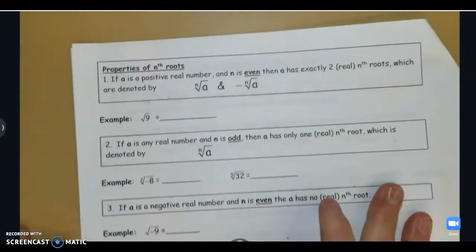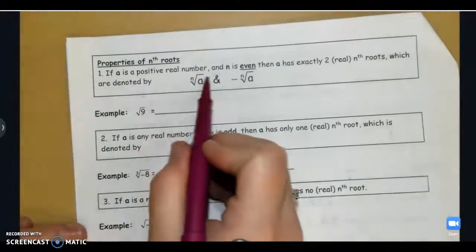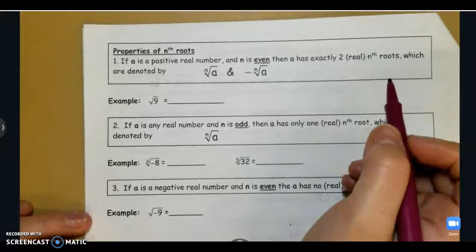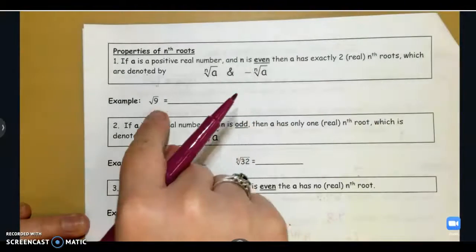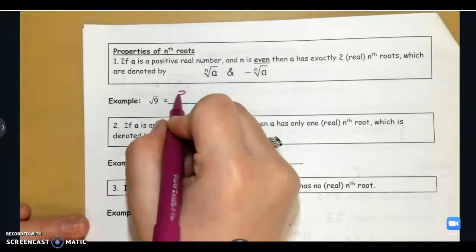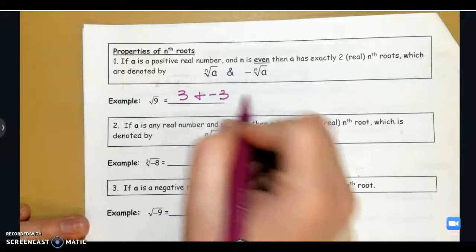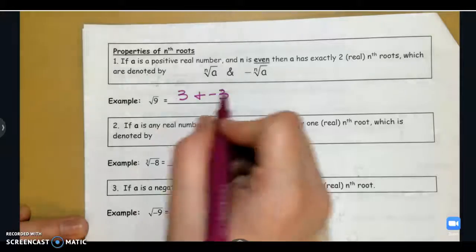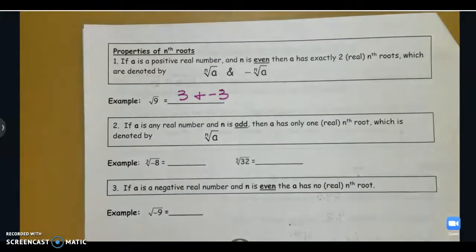Moving on to the next page. Properties of nth roots. If a is a positive real number and n, that number in front, is even, then it has 2 real roots, the positive or the negative. For example, 3 squared and negative 3 squared both give you a result of 9. So 9 has 2 roots, 3 and negative 3, but remember the principal root would just be the positive value.